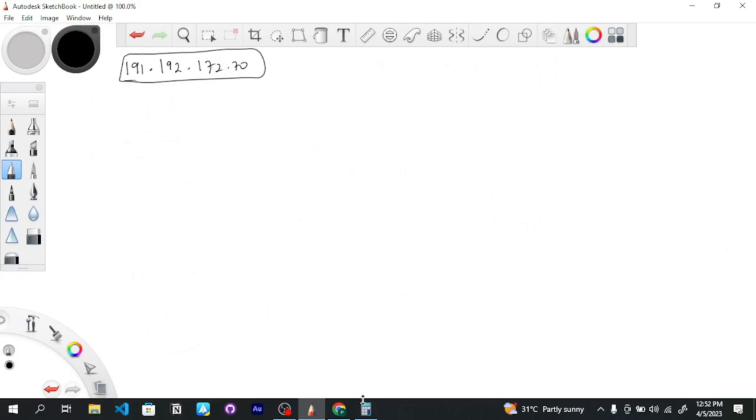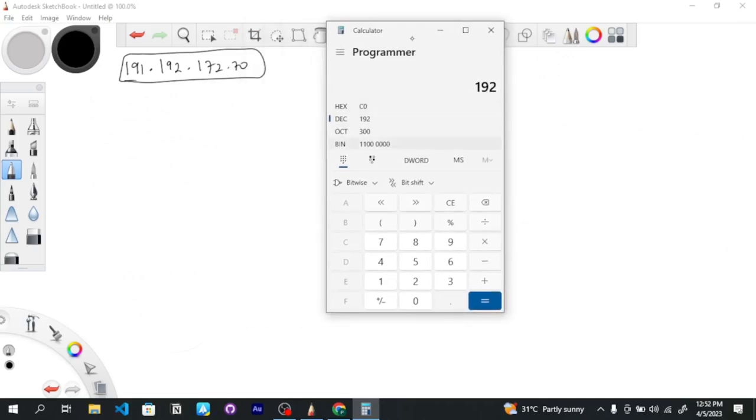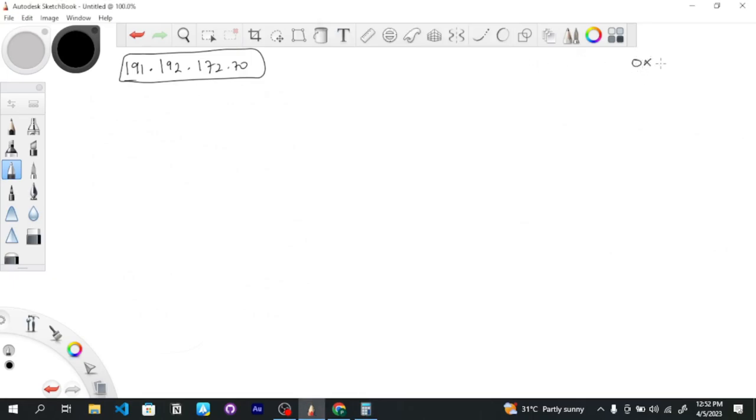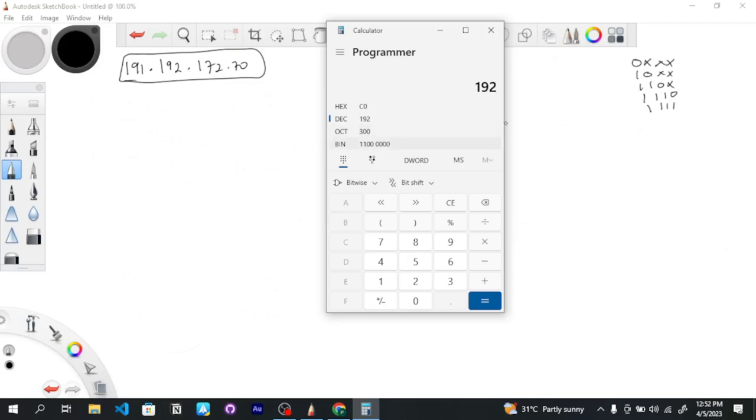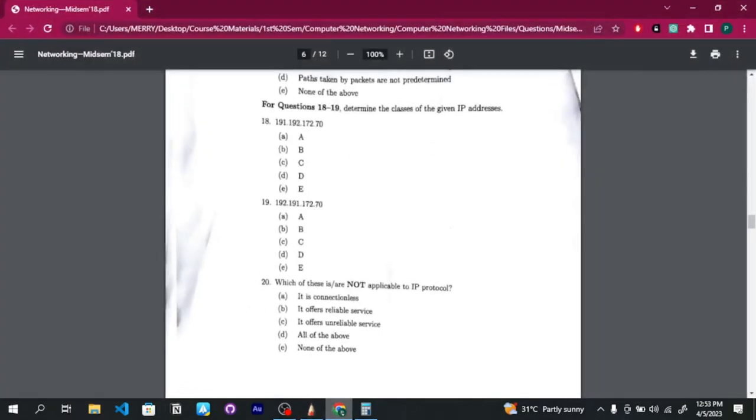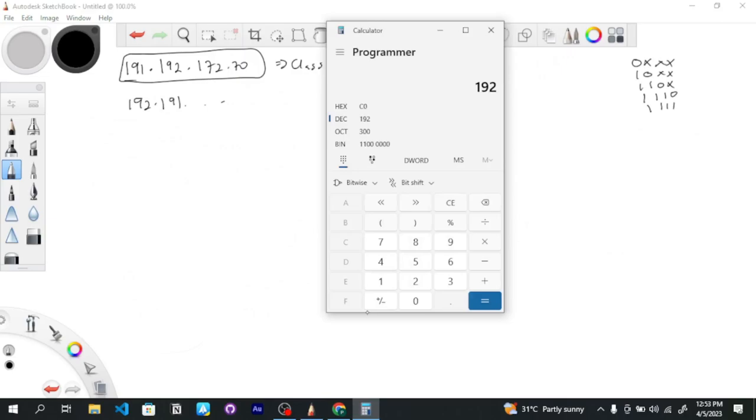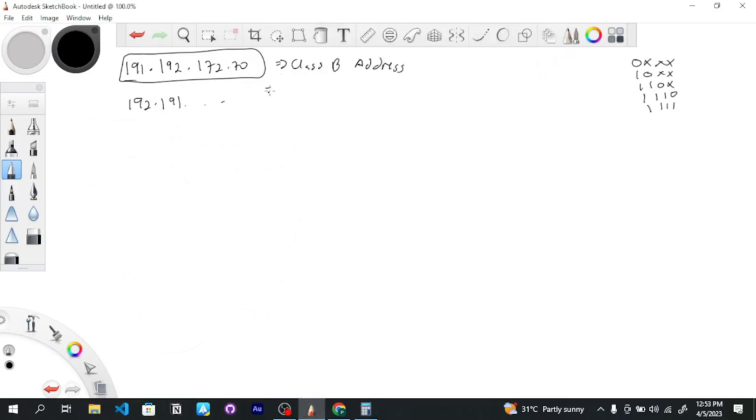192.191.172.70. This is it. What is 192? To make it simple, we won't write anything. We'll just look at it. 192 is 110. And what does 110 conform to? Keep in mind that it was 0xxx, it was 10xx, it was 110x, it was 1110 and 1111. That gives you your addresses. So what does 191 conform more to? You see that 191 conforms to class B, the 10 conforms more to class B. So this is a class B address. And this is 192.191. And because we don't care about the rest, what is 192? 192 conforms to 110, right? You see, it conforms more to class C. So this is a class C address.